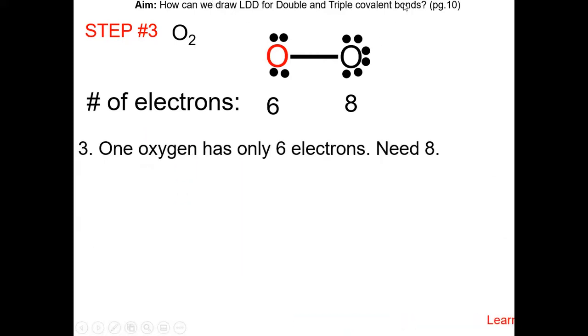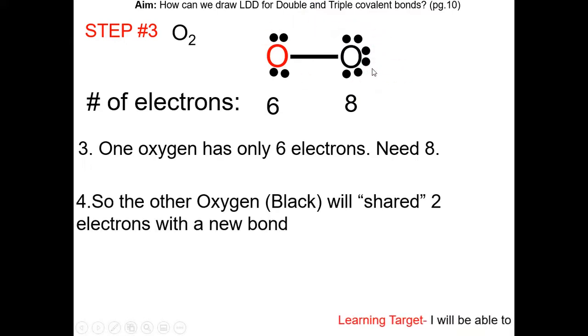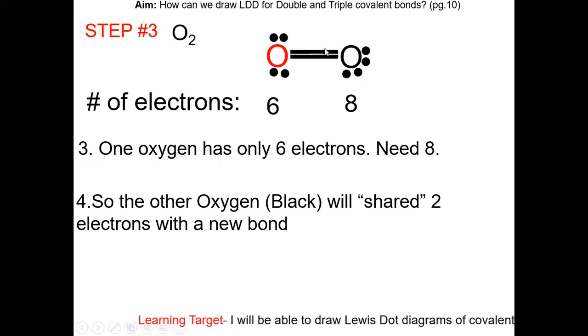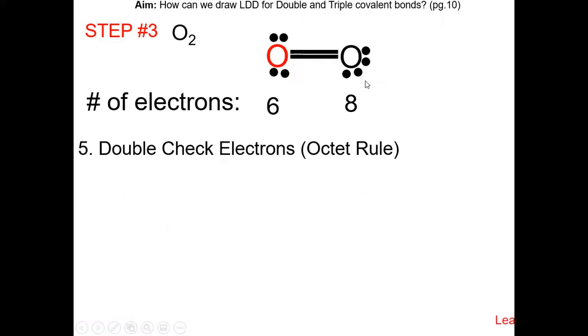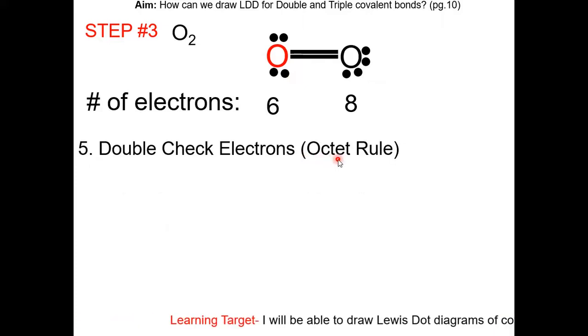To solve this, the atom that has the full octet must share more electrons. In this case, it is the black oxygen that's going to share more electrons. So by sharing 2 electrons, it's going to form a bond. So now we have a double bond between these 2 oxygens. So our next step is to double check the electrons using the octet rule.